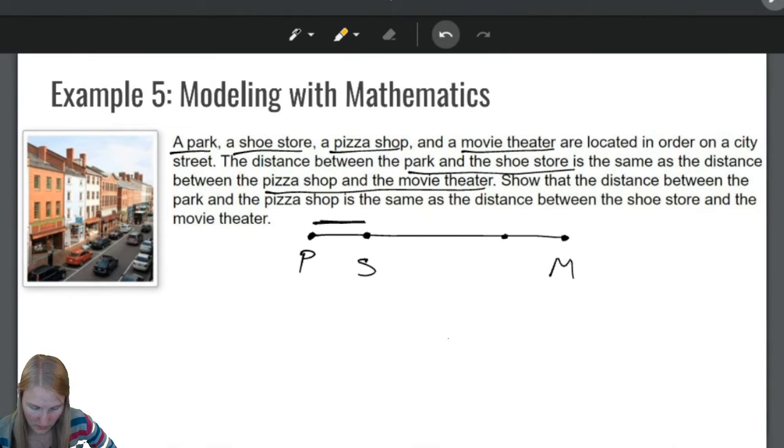So let's see. What was this? Pizza shop. Oh no, we have two P's. That's not gonna work. Okay. Pizza shop is gonna be Z.